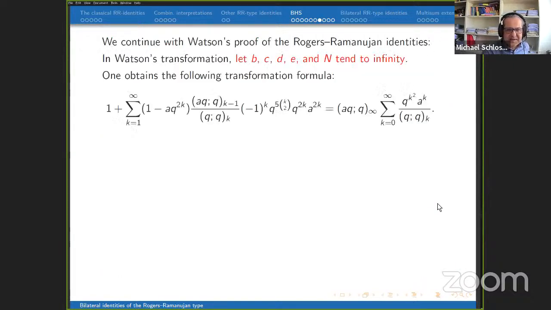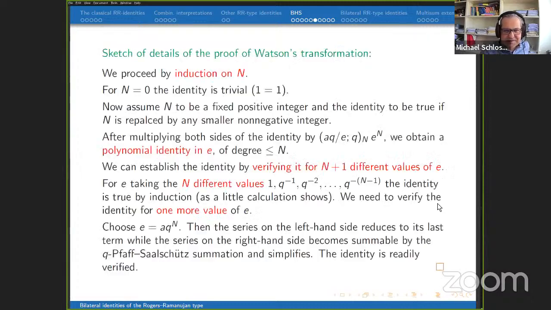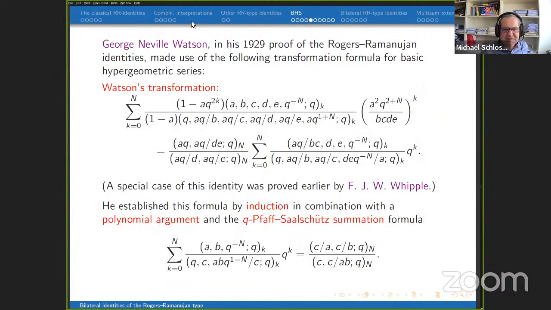Now we start with Watson's transformation, with this identity, which is not symmetric. That's the good thing about this identity.